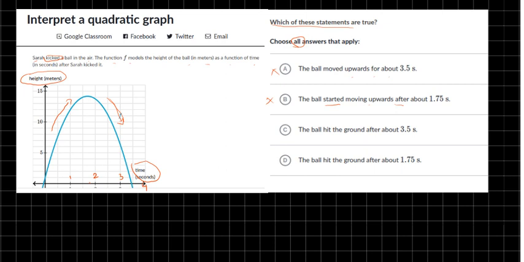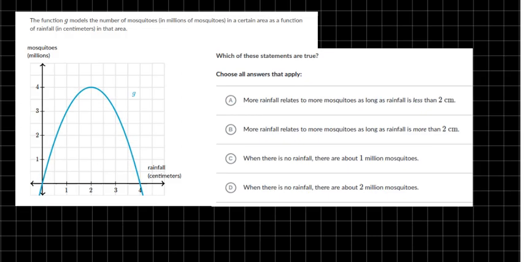No and no. The ball hit the ground after about 3.5 seconds. At 3.5 seconds, it's here. What's its height? Its height is 0. 0 is the ground. That sounds good to me. And the ball hit the ground after about 1.75 seconds. So somewhere around here, did it hit? No, it was in the middle of the air. So I want to choose just one, and then we'll click and we'll get it right.